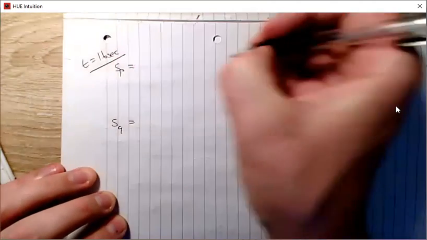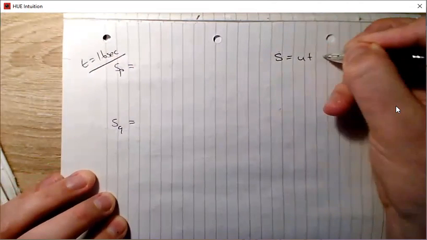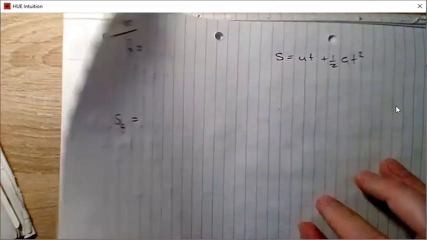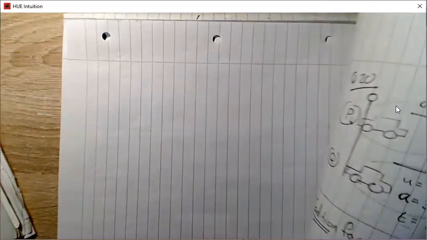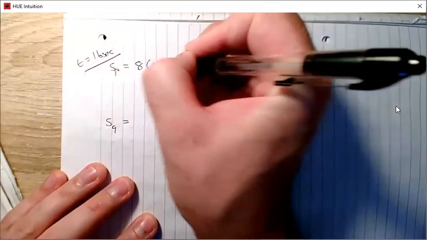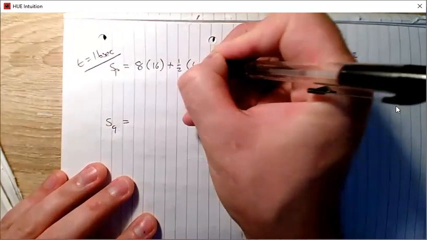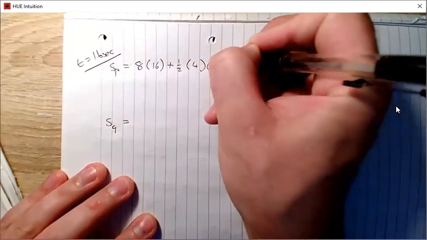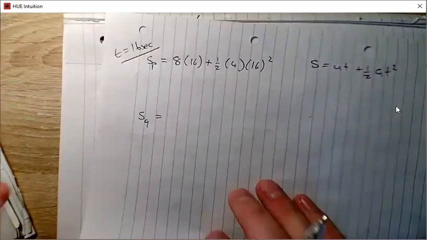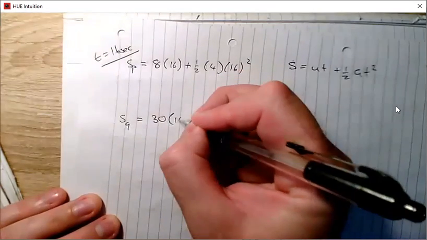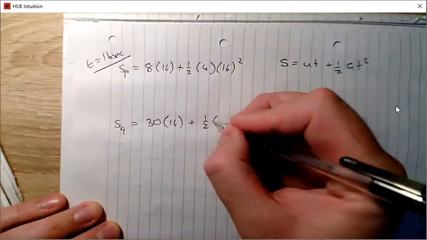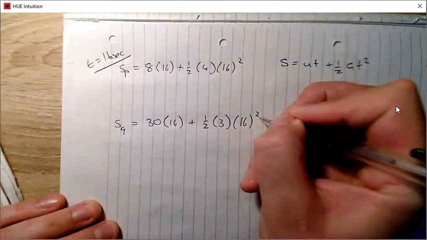So distance for P, remember, S equals UT plus a half AT squared. And our initial velocity for P was 8. So that is 8 times 16, the time, plus a half of our acceleration, which was 4, times 16 squared. For Q, our initial velocity was 30 times T, plus a half of its acceleration, 3, times T squared.